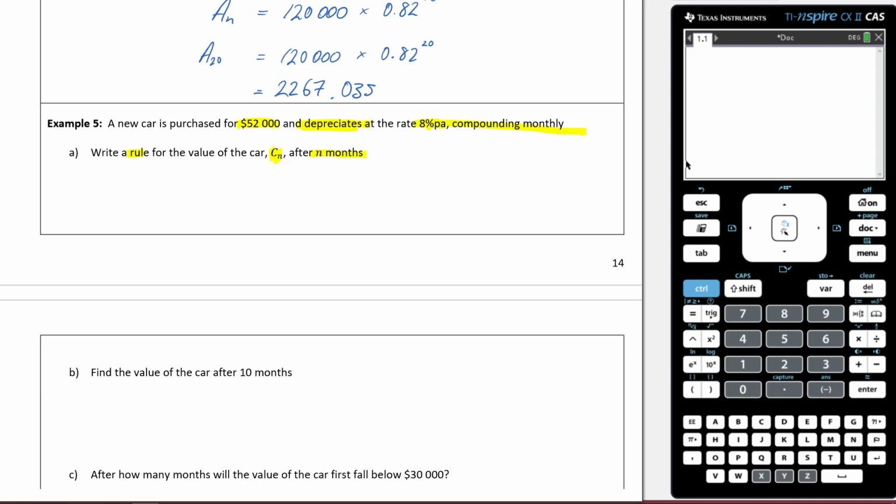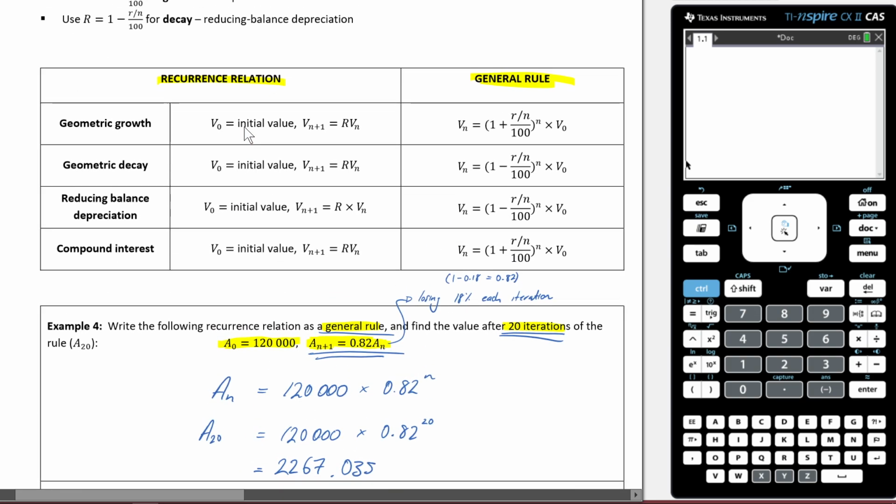We're depreciating 8% per annum, compounding monthly. What you need to understand is that this is a reducing balance depreciation, where each month I'm losing a certain percentage of the value, and I'm using the previous iteration's value when doing that. I'm not doing it in a flat rate way. It's always taking the value from the iteration before. This is what the recursion relation looks like.